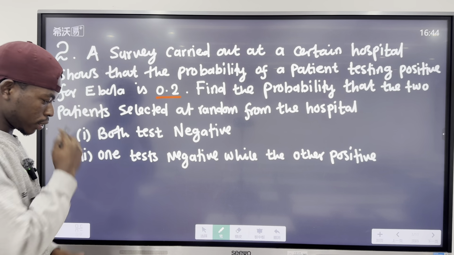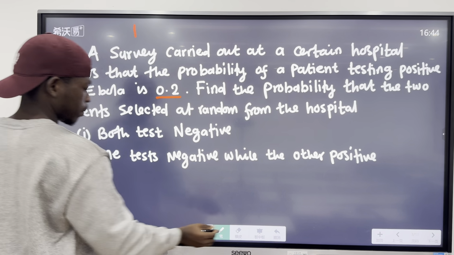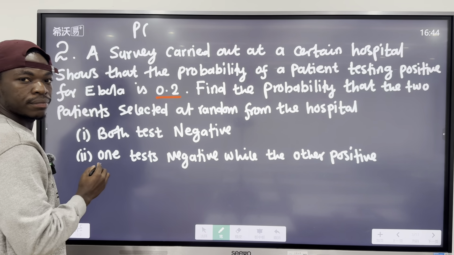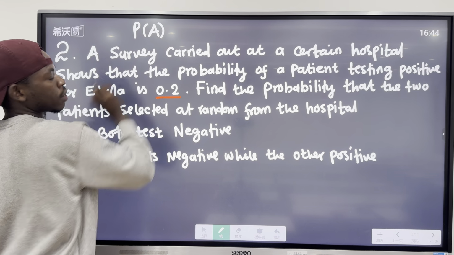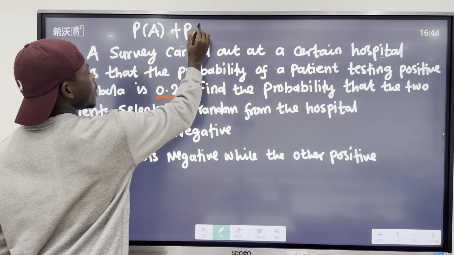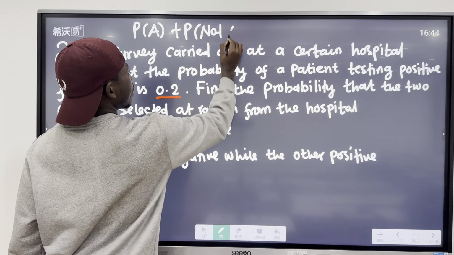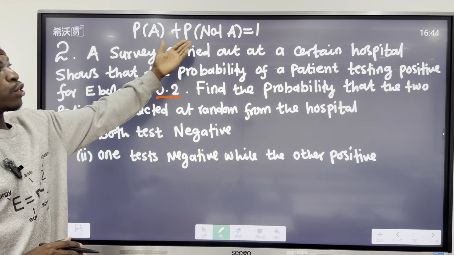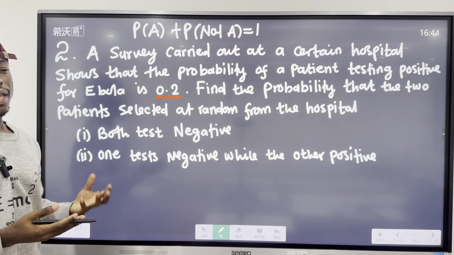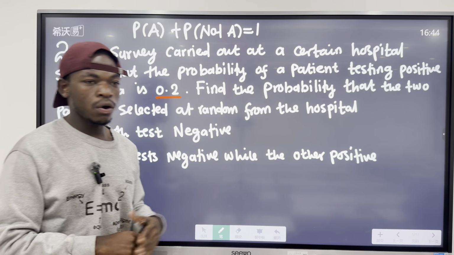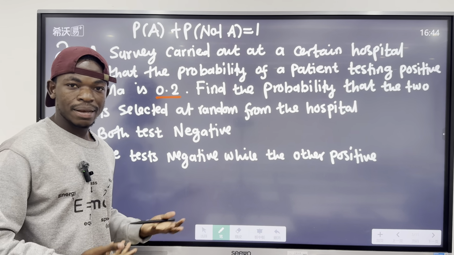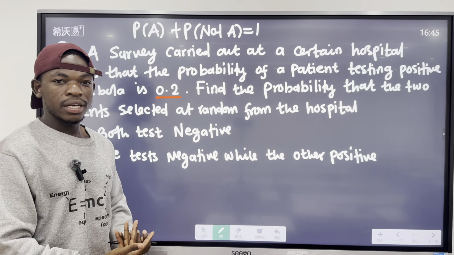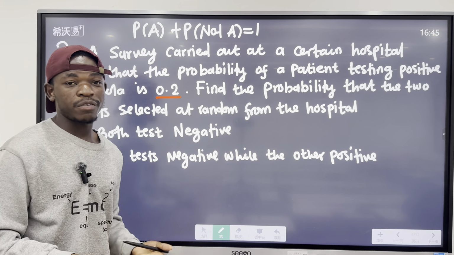So what I want you to know is this rule. Probability that event A happens plus probability that the same event does not happen should give you total 1. Probability of A plus probability of not A should be equal to 1. Meaning, let's suppose they say the probability that I will pass the exam is 0.6. What is the probability that I will not pass? It will be 1 minus 0.6, which is 0.4.